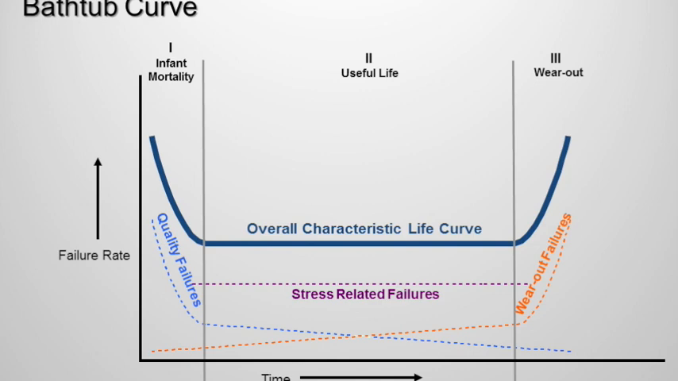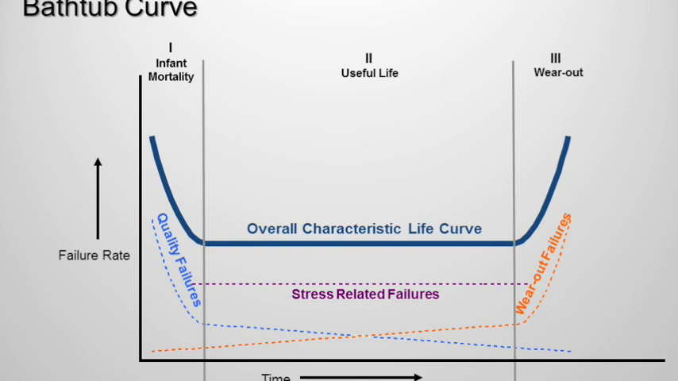After this infant mortality period, and the quality failures have been effectively scrubbed out of the population by being removed through warranty removal or replacement or repair, you have the useful life period. And this is the period of time that the customer expects to be able to use the product. And a lot of times for the population that's out there, this will be represented by a constant failure rate.